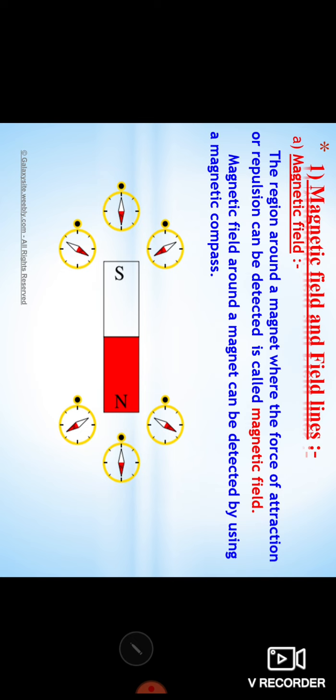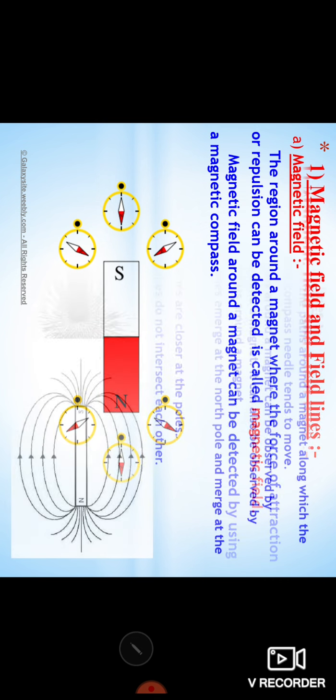In your previous class, we discussed the concept related to the magnetic effect of electric current. In that, we discussed the meaning of magnetic field. The region around a magnet where the force of attraction or repulsion can be detected is called a magnetic field, and this can be detected by using the magnetic compass.